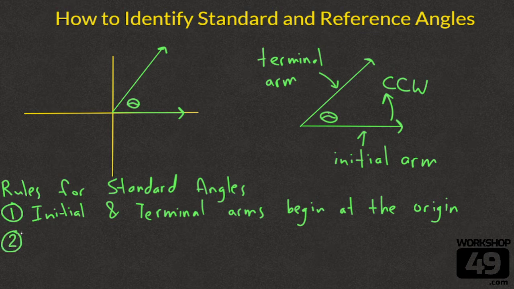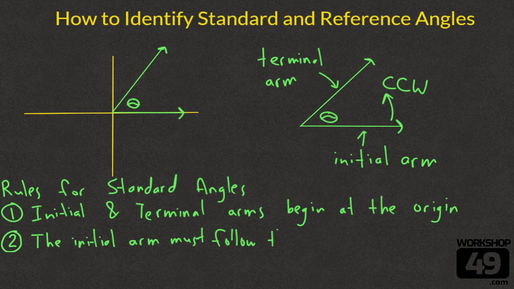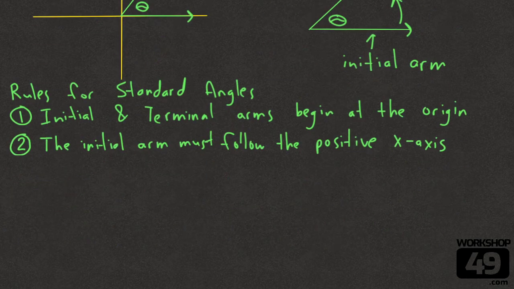And number 2, the initial arm, that first one that we drew coming from the origin, must follow the positive x-axis. We can check to see if those two things are true. If that is the case, we have a standard angle. So let's go and look at some examples, and then we'll see what reference angles are after that.